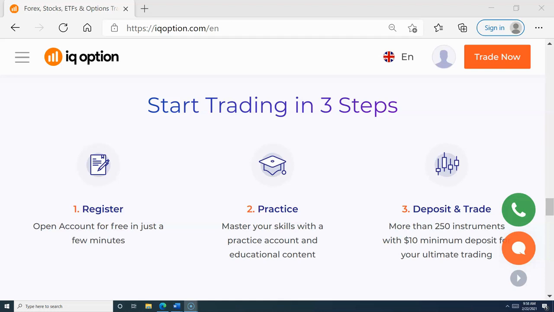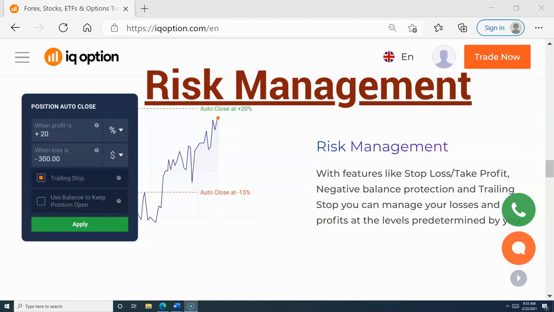Regardless of which platform you start out on, look for the words risk management and words like stop loss, take profit, negative balance protection, and trailing stop. These are words and tabs that you want to find on a Forex trading platform. If a platform does not have these functions, move on to another platform quickly.